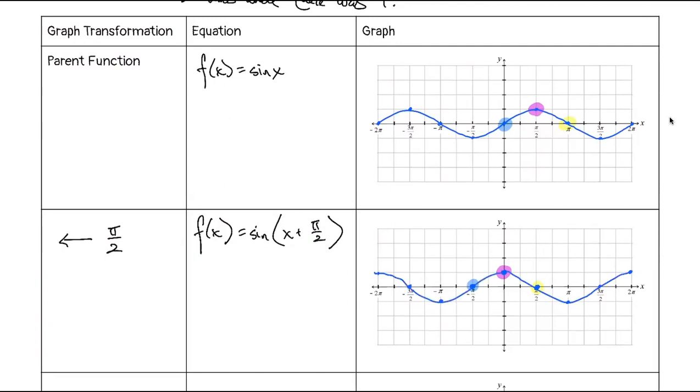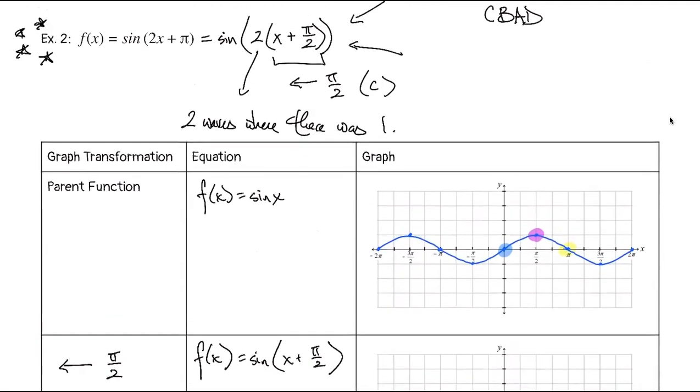But I think we can see when we track the points that we actually get cosine. We'll talk about that in just a moment, but this graph happens to be the cosine graph. But more importantly, we can see that we've just moved every point to the left pi over 2.